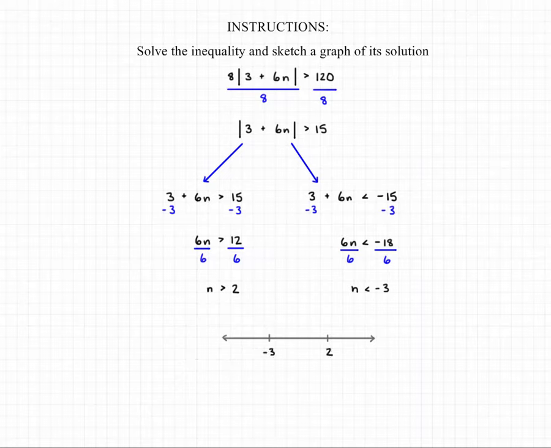Now n is less than negative 3, that means we're not going to include it. We draw an open circle. It also means we're going to draw the arrow to the left because it is less. N is greater than 2, so we're not going to include it. We draw an open circle, and because it's greater, we draw the line to the right. And that is our final answer.